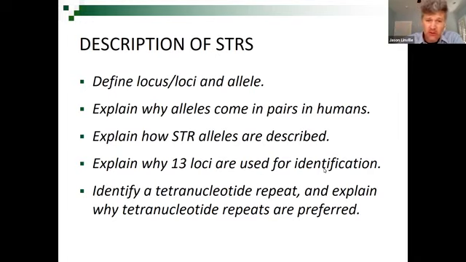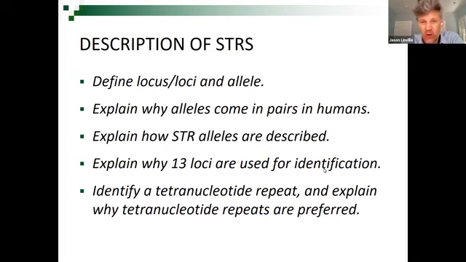Explain why alleles come in pairs in humans. This question on the quiz or exam may come in many forms, but I think we already covered a lot of these. So some of this is review as far as you get one allele from your father and one from your mother. That's what I'm looking for. How STR alleles are described. That's sort of code for recognizing that we're not sequencing these alleles. We're actually counting the number of repeats. Okay, explain why we use 13.